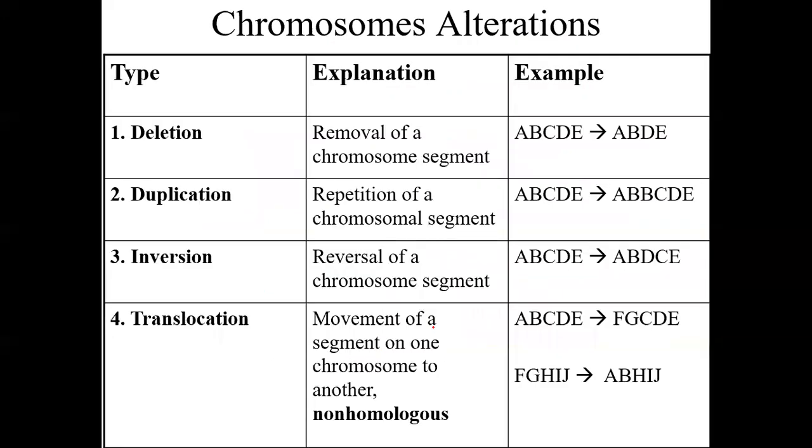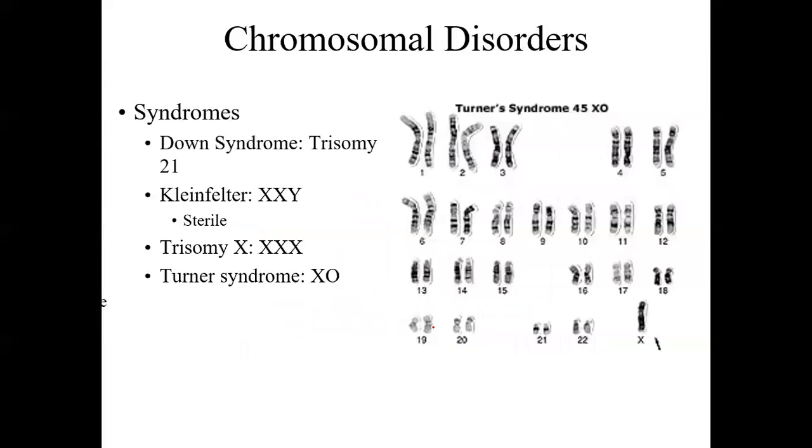Now, this reminds you of what I was talking about with non-disjunction. From non-disjunction, Down syndrome is trisomy 21, where you get an extra one on the 21st chromosome. This is showing you Turner syndrome, which would result in somebody that's sterile. They only have one X chromosome. Females can also have trisomy X, where they have an extra X chromosome. And Klinefelter syndrome would result in a male, but sterile because they have an extra X chromosome. They have an odd number of chromosomes, so they result in some sterile gametes.